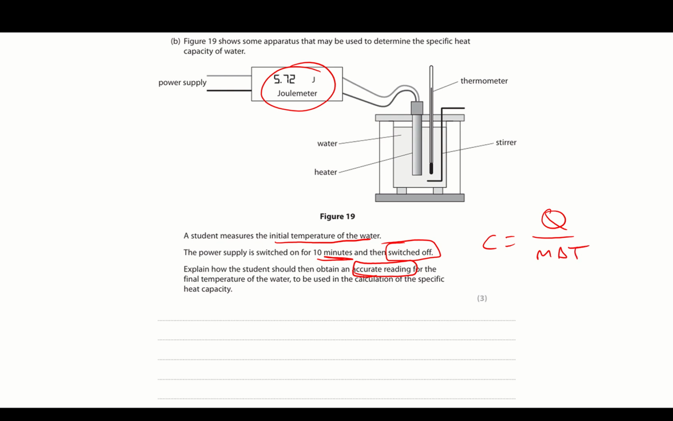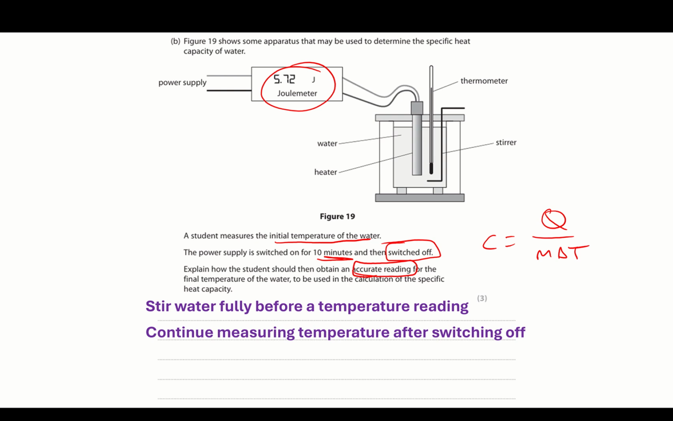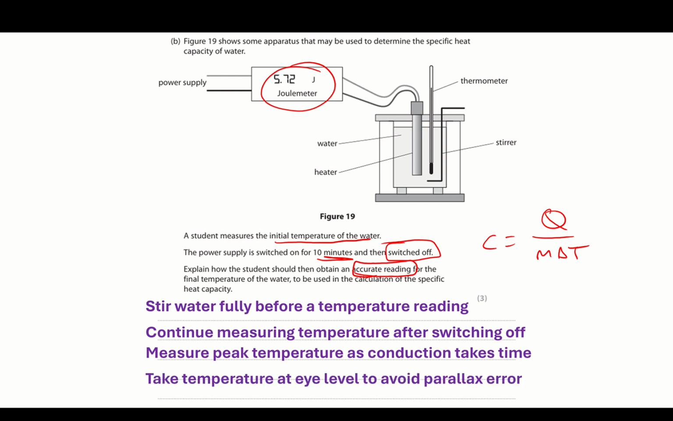We're just going to talk about all of the kit here and some possible bits that will improve your learning. So make sure you stir the water fully so that the water's the same temperature throughout. Continue to measure the temperature after switching off, that is, get the maximum temperature, because you've put that energy in there, but that doesn't mean that it's conducted through the water fully. So measure the peak temperature as conduction takes time, and take the temperature at eye level to avoid parallax error. So get your eye level so that you're not above or below it.